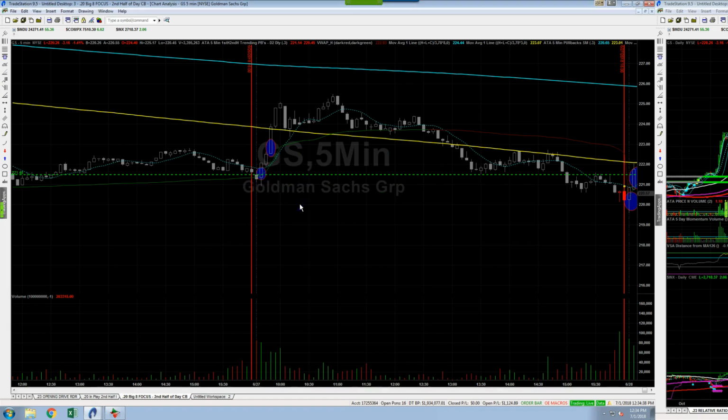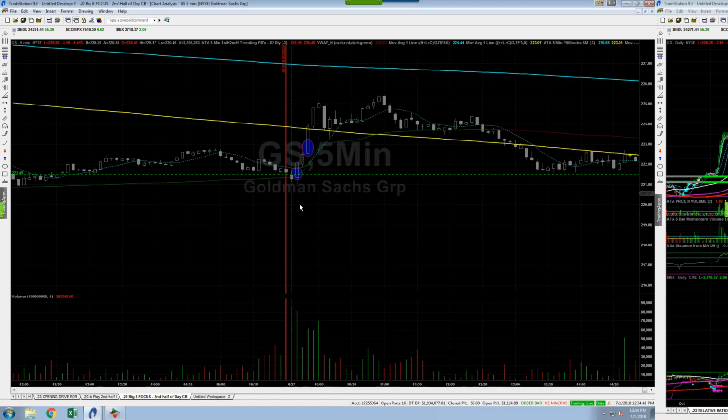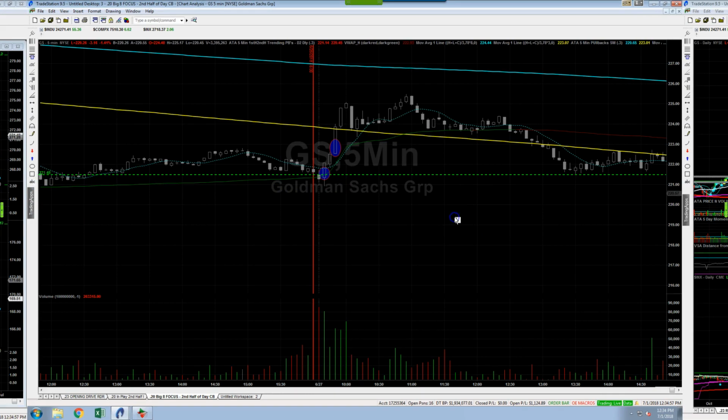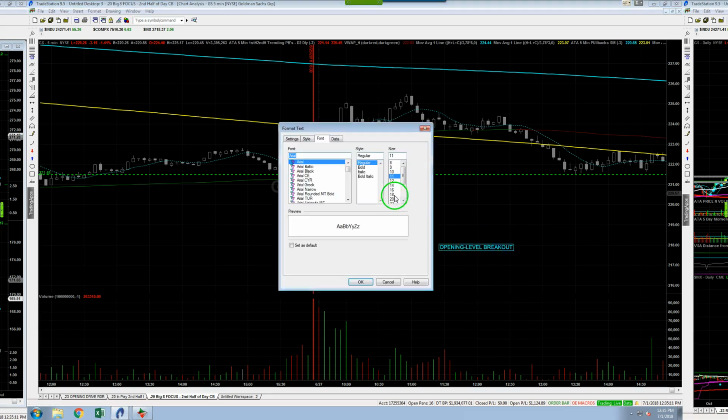So these are two of my personal trades from this past week in Goldman Sachs. On Wednesday and on Thursday of last week, I took the same exact trade in the same exact stock from the same exact setup, guys, and it brought home about $1,400 of profit. So this is the second way we can go long, guys, and we'll call that the opening level breakout. I'm going to put that down there.